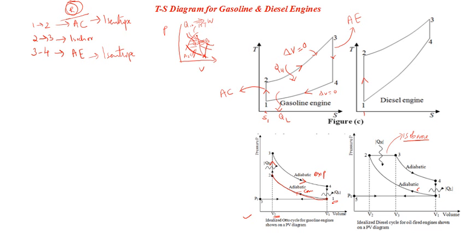Okay, so the 2 to 3 in the TS diagram is also a curve. You can see that it's isobaric. When you compare it with the 2 to 3 in the corresponding gasoline engine, you can see that its slope is shown to be a bit lesser.